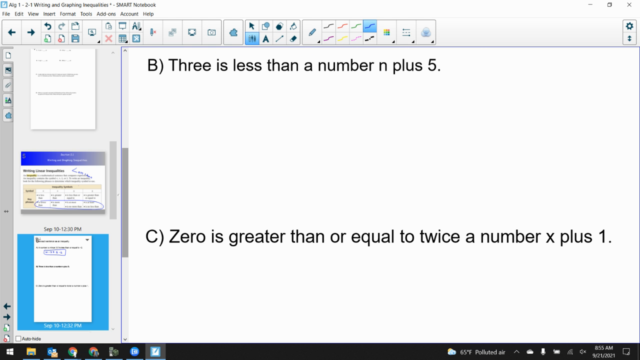3 is less than a number n plus 5. Pretty simple, right? Just transferring words to mathematical symbols. 0 is greater than or equal to... okay, here we go, twice a number x, 2x, plus 1. How do we do on those two? Easy peasy, right? Maybe the only thing that tripped you up was the twice a number, 2x, but we've done that before.